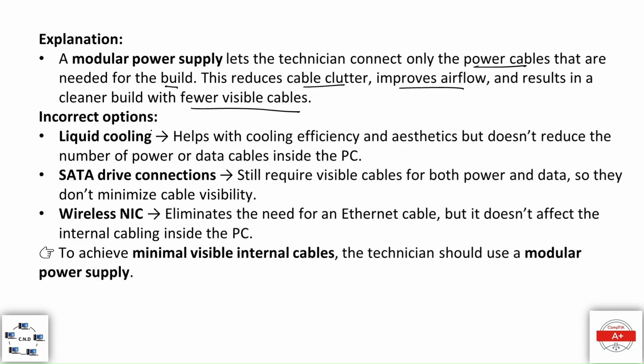Incorrect options include liquid cooling. Liquid cooling helps with cooling efficiency and aesthetics, but does not reduce the number of power or data cables inside the PC. SATA drive connections still require visible cables for both power and data, so they don't minimize cable visibility. A wireless network interface card eliminates the need for an Ethernet cable, but it does not affect the internal cabling inside the PC. So to achieve minimum visible internal cable, the technician should use a modular power supply.